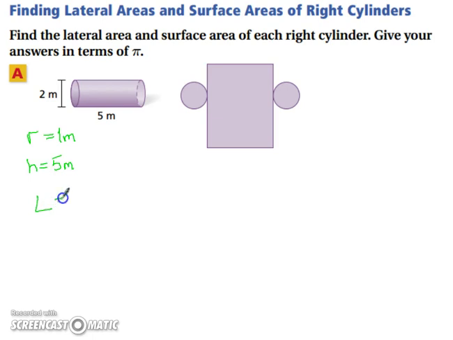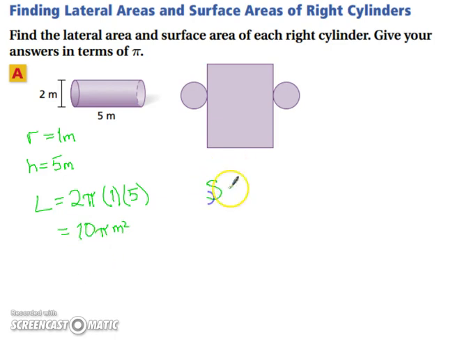So our lateral is going to be 2 pi times our radius, which is 1, times our height, which is 5. So 2 times 1 times 5 is 10. So our lateral is 10 pi. Now we're leaving it in terms of pi, so you do not need to enter that in. So we have 10 pi meters squared.